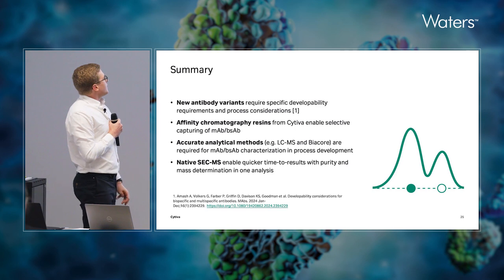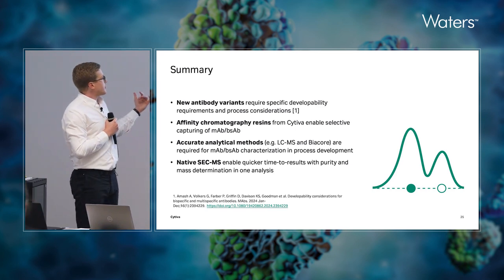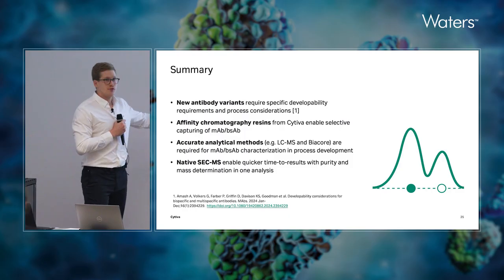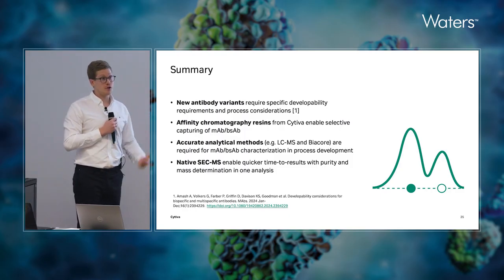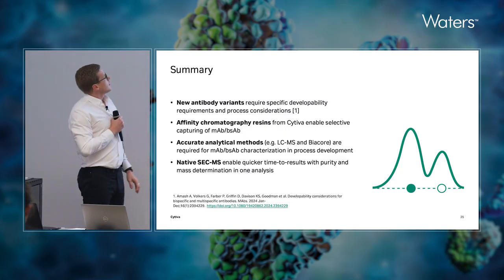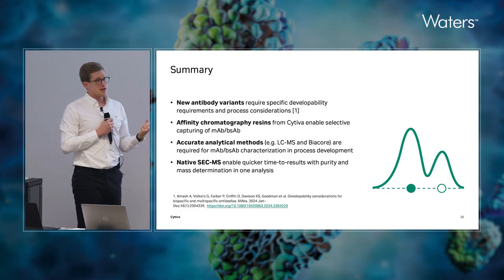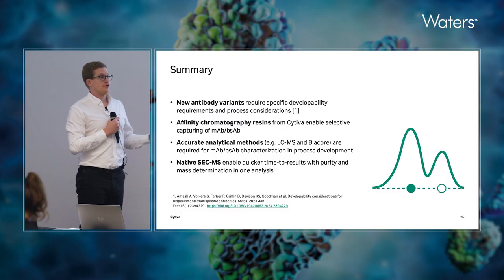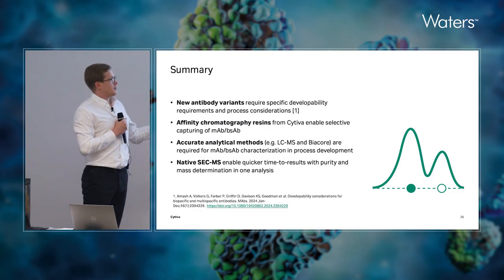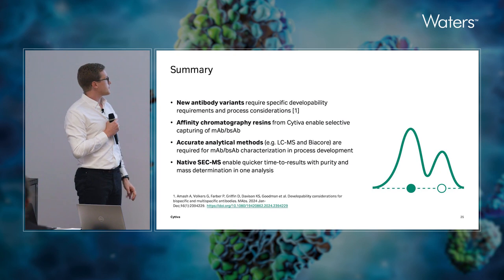This is my final slide, and I just want to add that there are a lot of new antibody variants coming up. This is a very nice review highlighting that we can't think in the same way when we're going to purify and analyze them. I have highlighted throughout the talk that we need affinity chromatography resins that are selective for capturing mAbs, because that makes the purification process much easier. And then, of course, we also need accurate analytical methods, for example, mass spec, to characterize these pretty challenging antibodies.